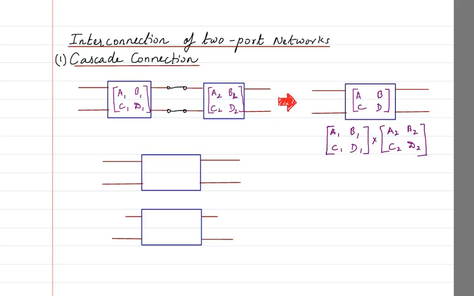So if you multiply the transmission parameter matrix of the first two-port network with that of the second, you will get the A, B, C, D parameter of the combined network. That means you can connect two networks and make them into a single network whose transmission parameter you can find out.